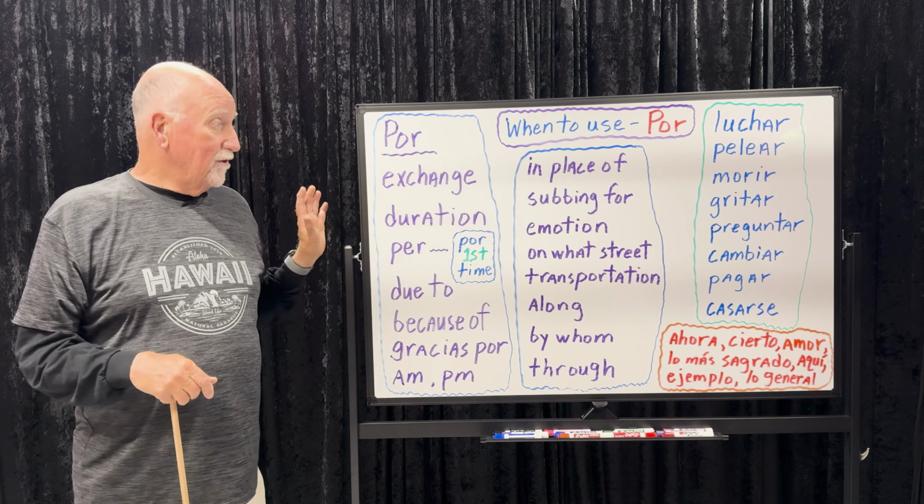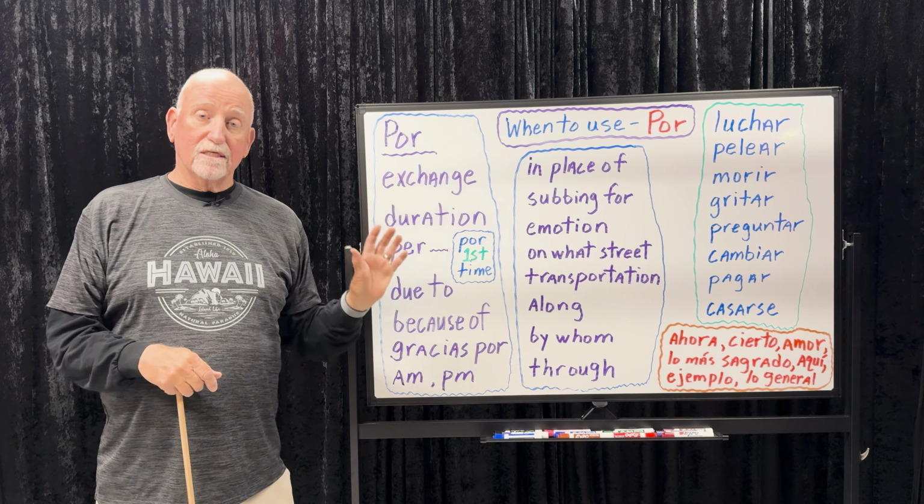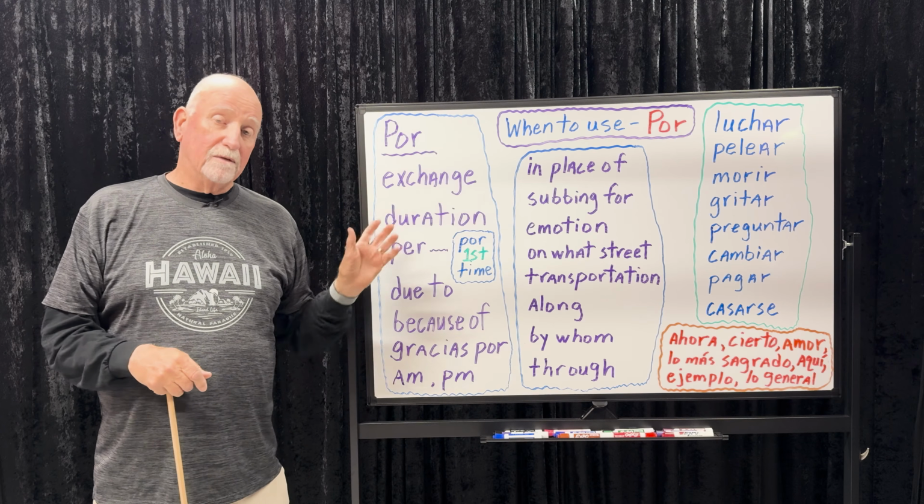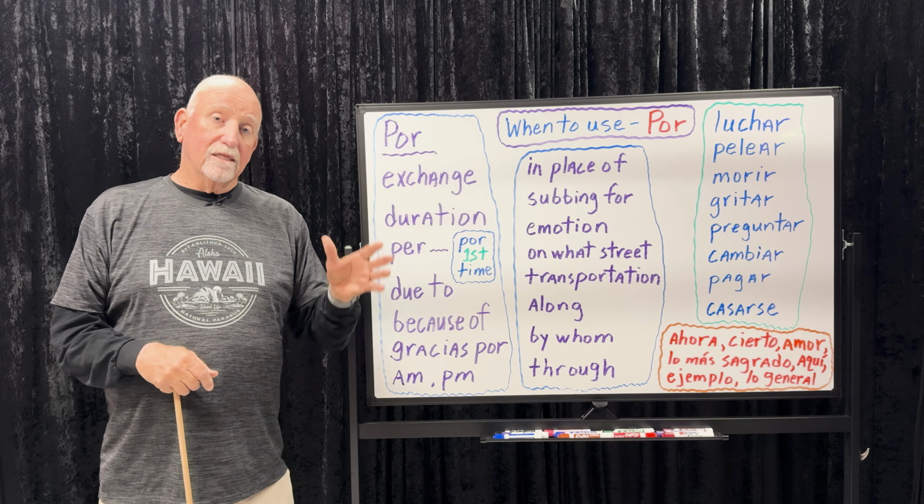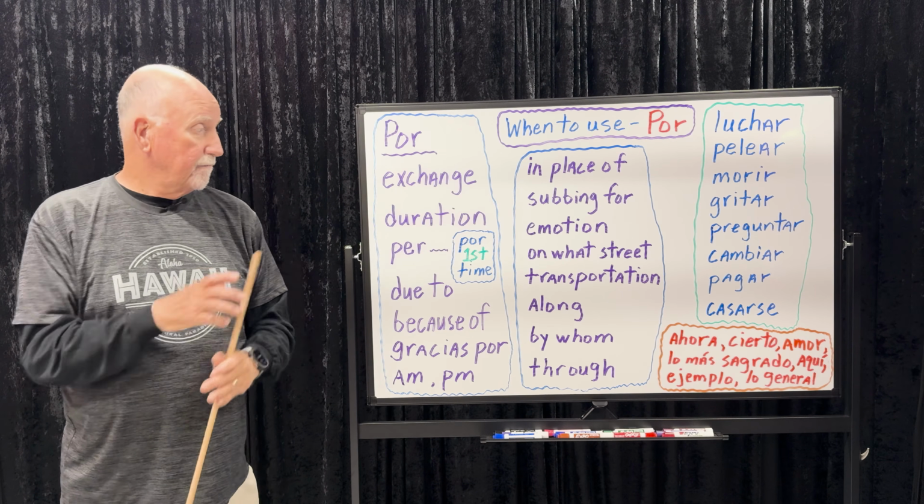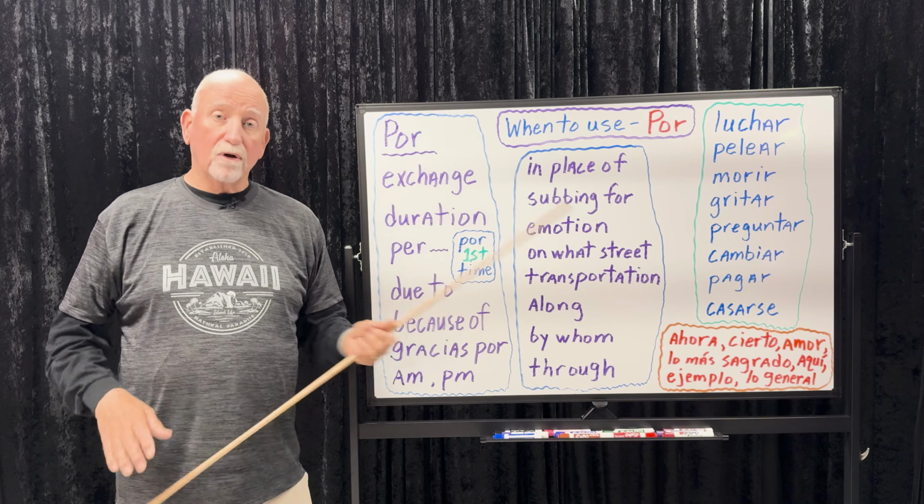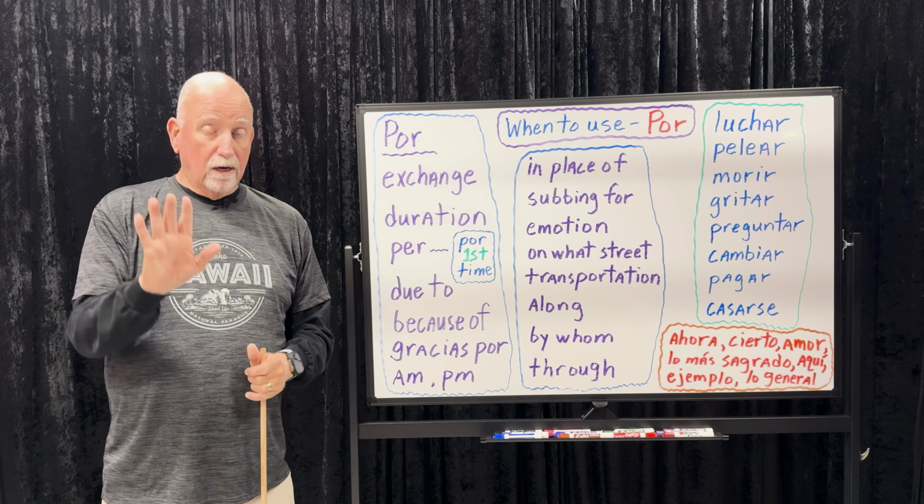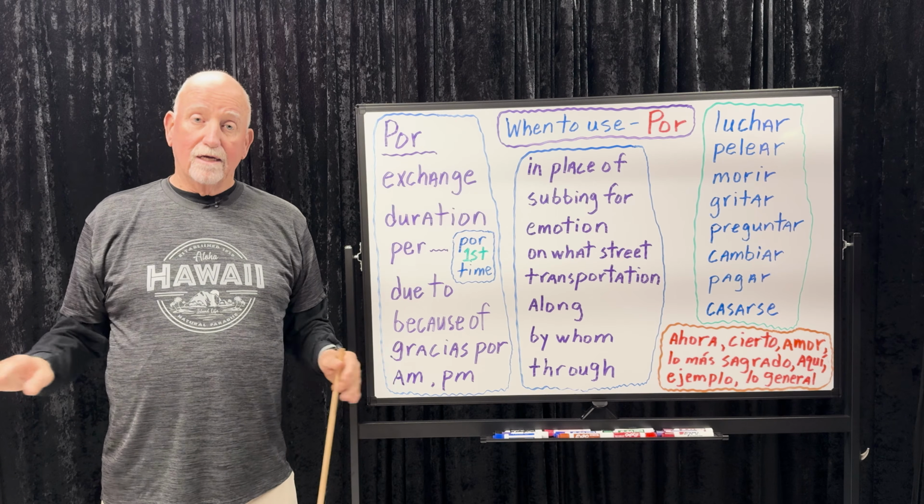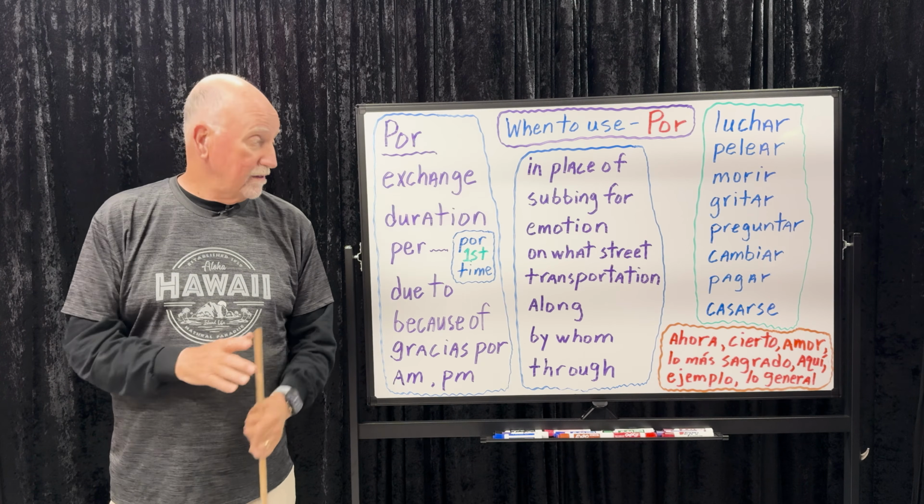You can see there are all sorts of instances where we use por. When we get to para, our next lesson, you'll see that the list is greatly reduced. Here are some expressions. Por ahora, for the time being, for now. Por ahora, no vamos a hacer nada. For the time being, we're not going to do anything.